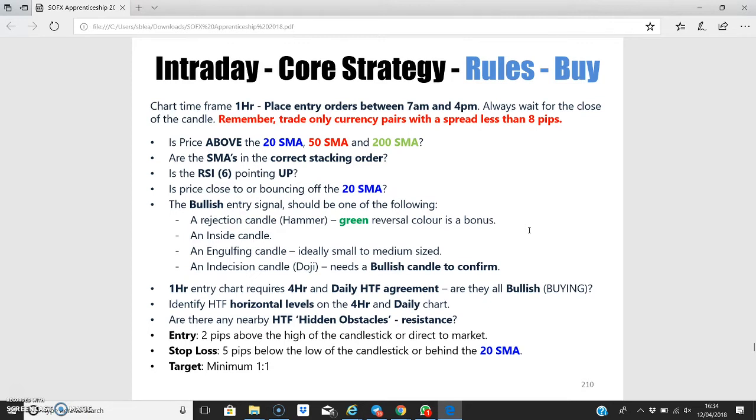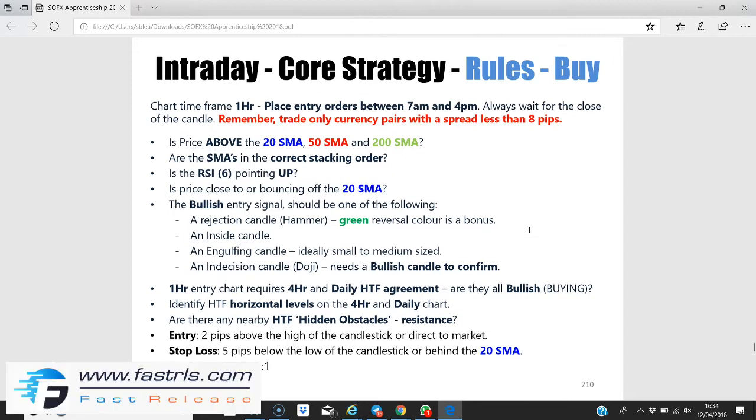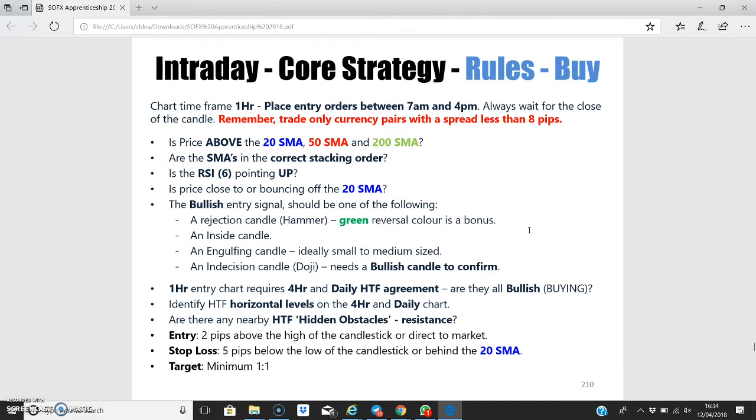The bullish entry signal should be one of the following: a rejection candle, hammer. Green reversal colour is a bonus. An inside candle, an engulfing candle, ideally small to medium sized. An indecision candle, a doji, needs a bullish candle to confirm.